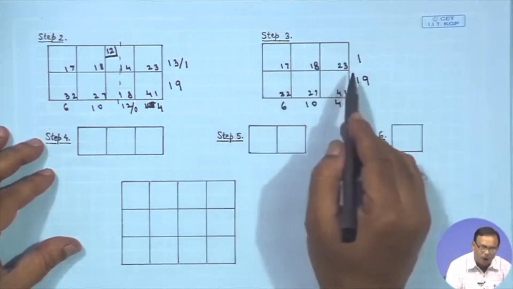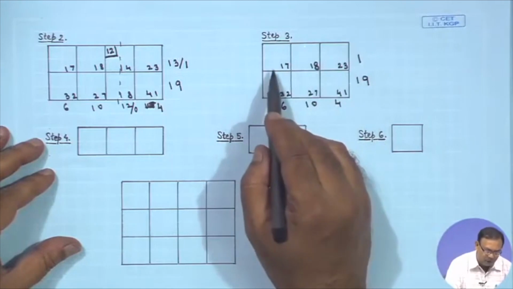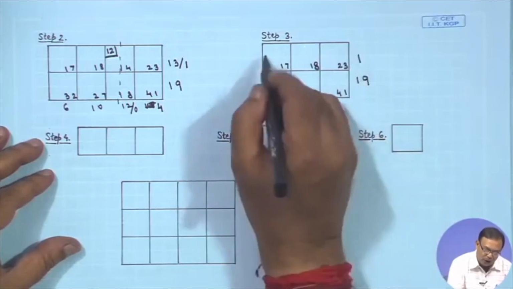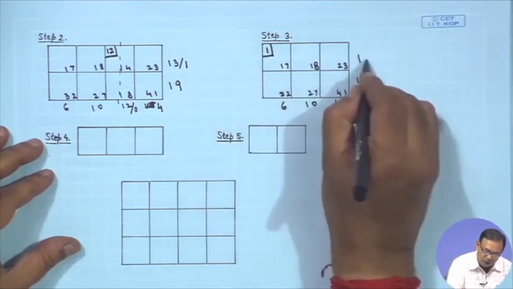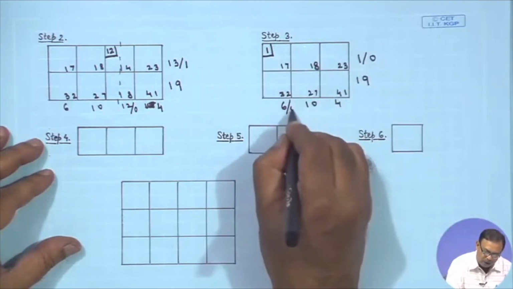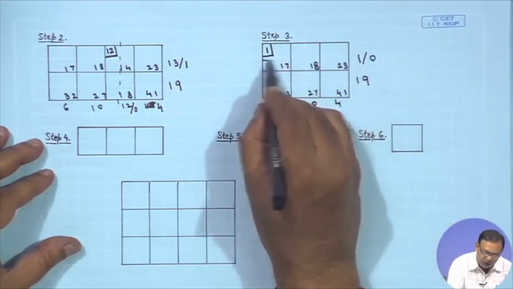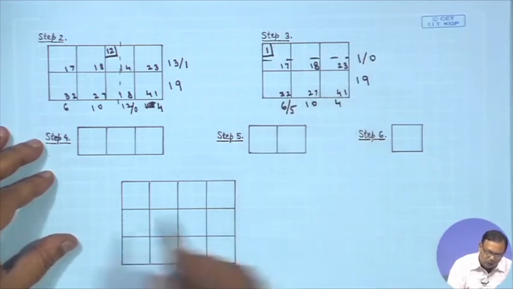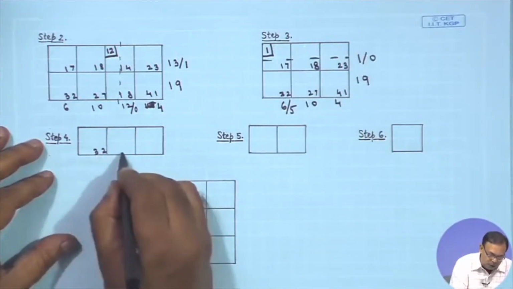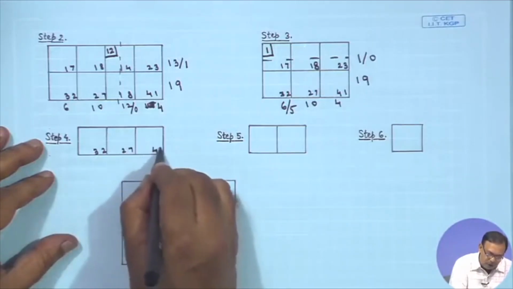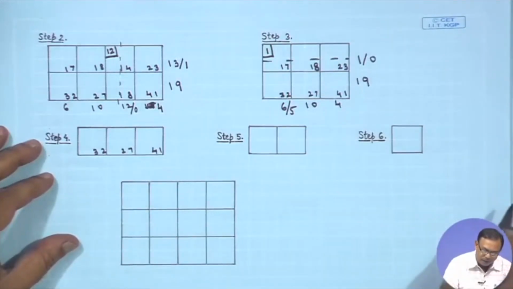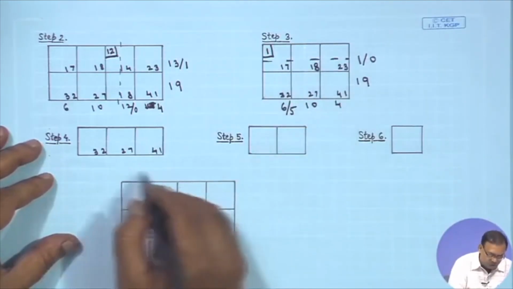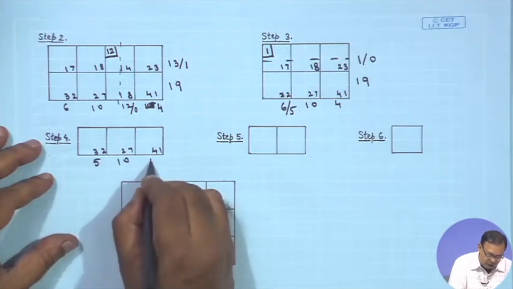So, again repeat the process. The minimum of this is coming on this, and the minimum of A i comma B j is 1. So, I can allocate 1 over here. This becomes 0, and this becomes fine. So, remove this row again. Once I remove this, I will have only this one, that is 32, 27 and 41. Once I have allocated here, it will be 5, 10 and 4.